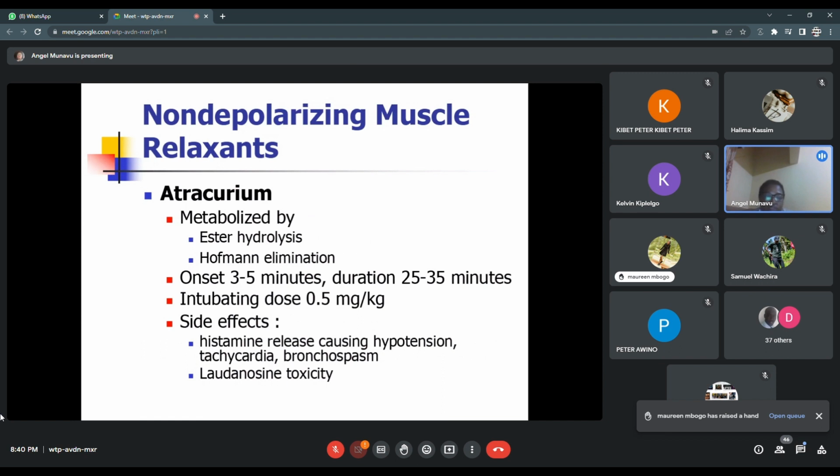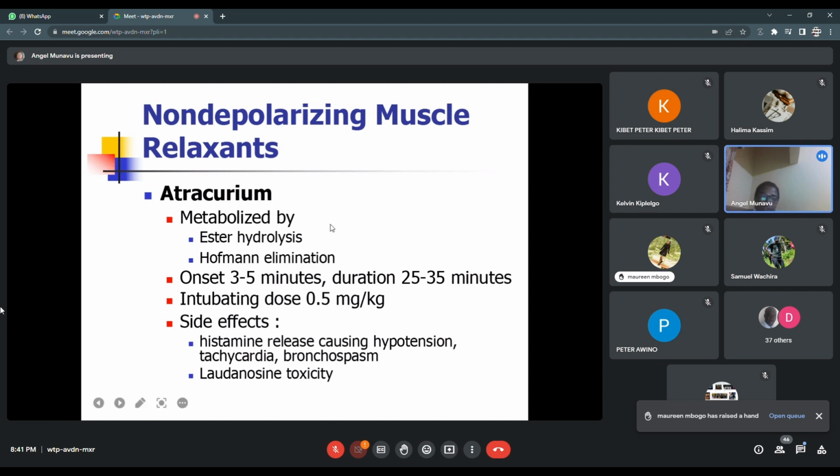So then we go to the benzylisoquinolinium and you have atracurium. We said it is used in most places, everywhere. It's metabolized by what we call ester hydrolysis. Actually, it undergoes something we call Hofmann elimination. It's a long process which I don't want to go into, but if you're interested, you can go and read what happens in Hofmann elimination.